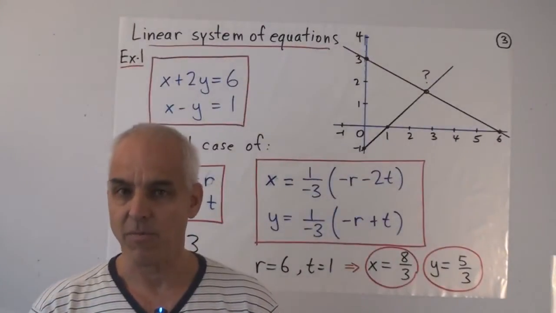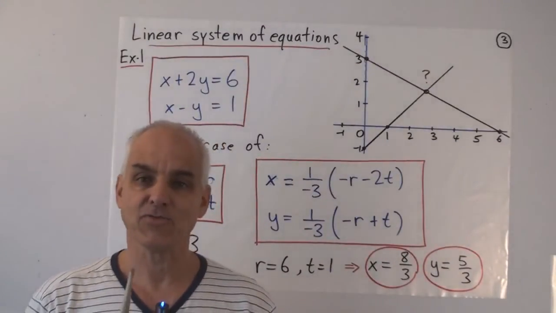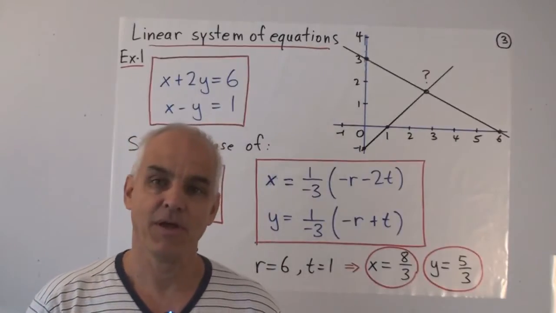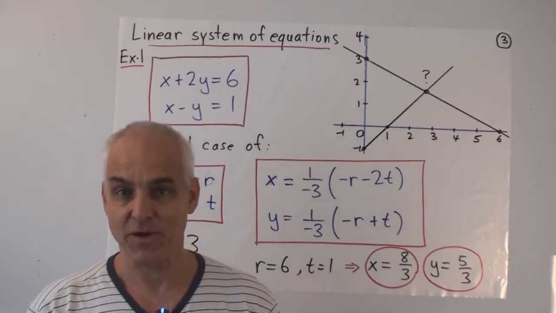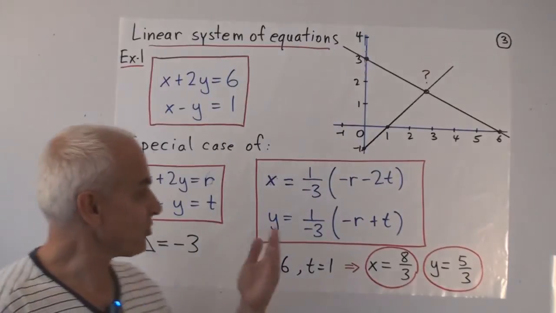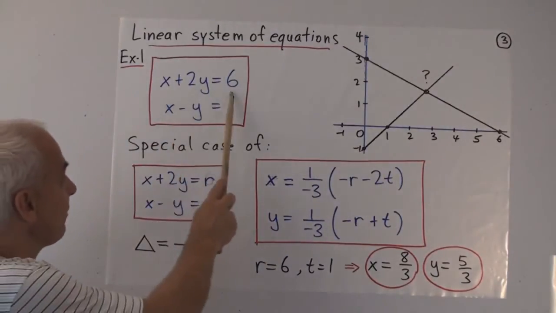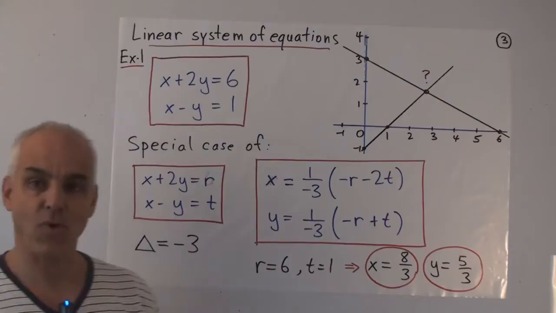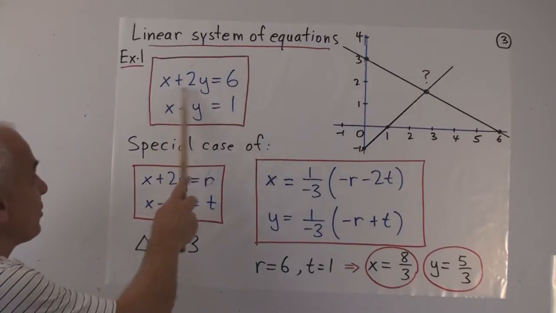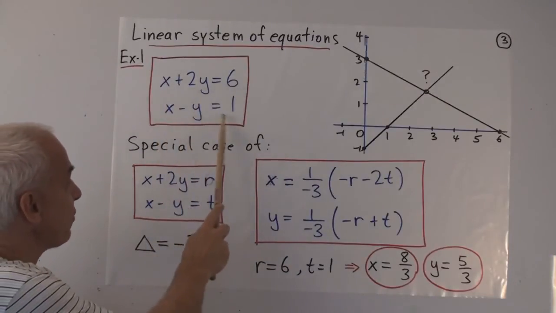The fundamental problem of a change of coordinates is related to a more specialized problem of solving a system of linear equations. So to illustrate that, let's have a look at this system of linear equations. We have two variables, x and y, and we know that x plus 2y is 6 and x minus y equals 1.